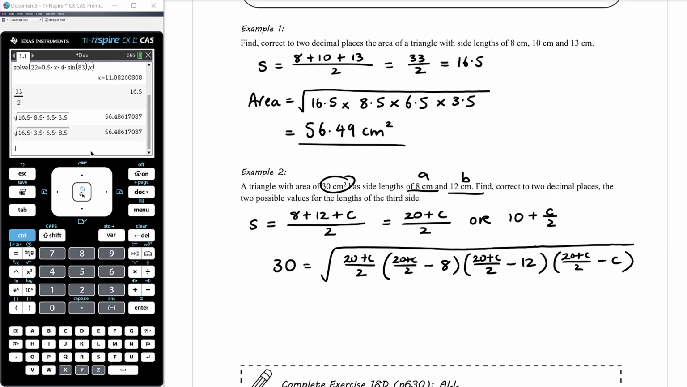Okay, and so therefore we've got a really ugly equation, but there is only one unknown in the equation. Yes, it's in lots of places in the equation, but the fact there's only one unknown means we can solve it for C. Well, our CAS can solve it for C.